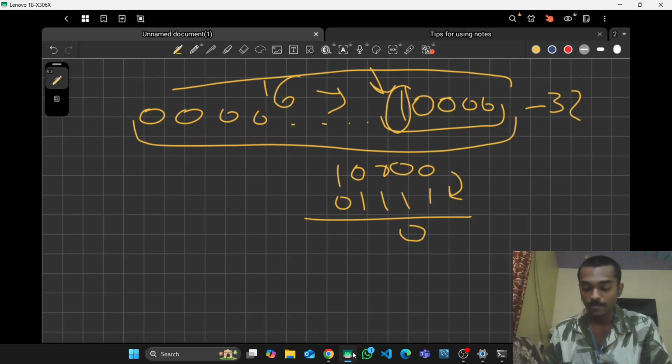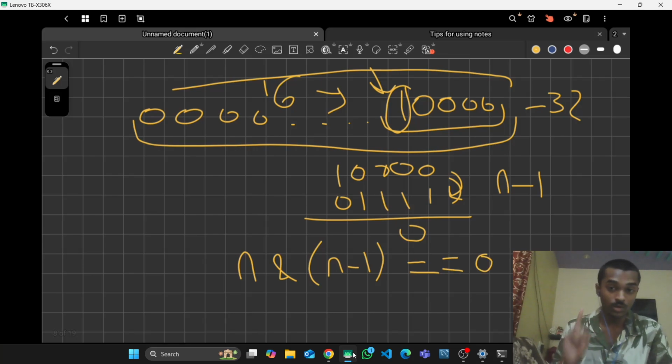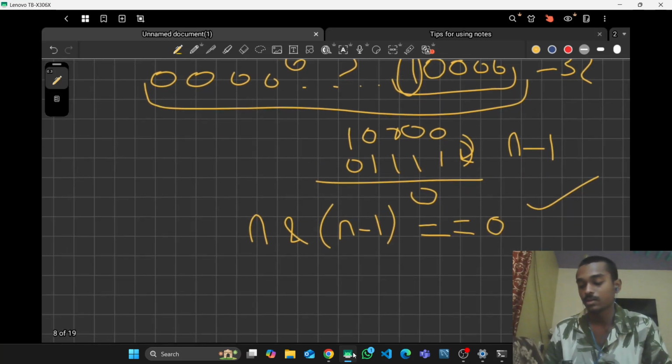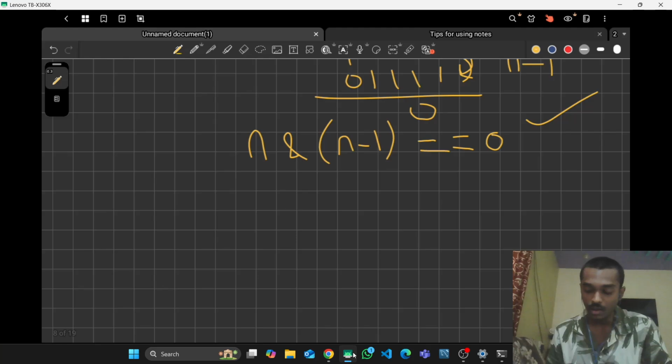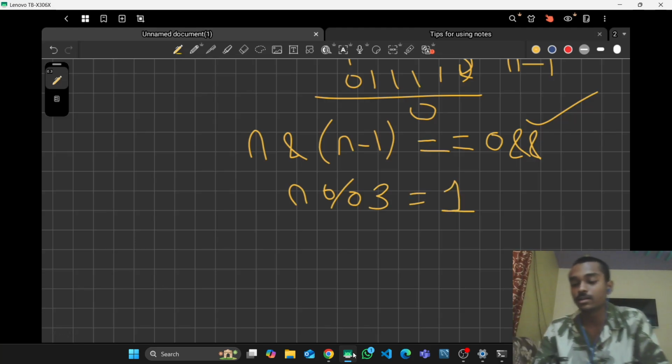And that number is nothing but n minus 1. If you do n AND n minus 1, and this value has to be 0, it means the number is a power of 2. This is kind of a trick. And also when the number is taken mod 3, it has to give a remainder of 1. That is it. So let's code it.